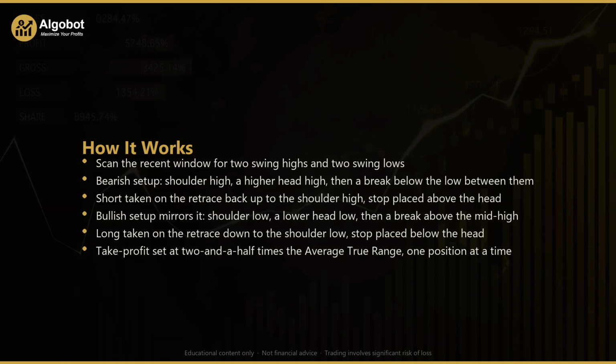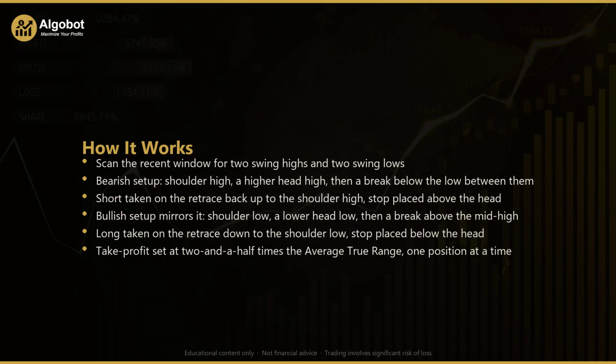The bullish version is a clean mirror image. Here the newer swing low is the head and the older swing low is the shoulder, and the head must sit lower than the shoulder. The strategy finds the highest high between them, waits for a close above that level to confirm the break of structure, and then watches for price to retrace down to the shoulder low. When the current bar dips to the shoulder and closes back above it, the long entry condition is met. The stop loss goes half an average true range below the head, and the take profit is placed 2.5 average true ranges above the entry.